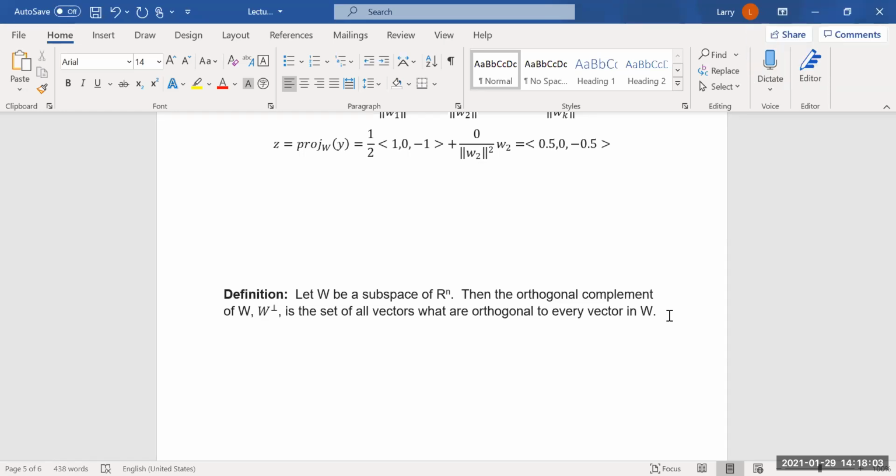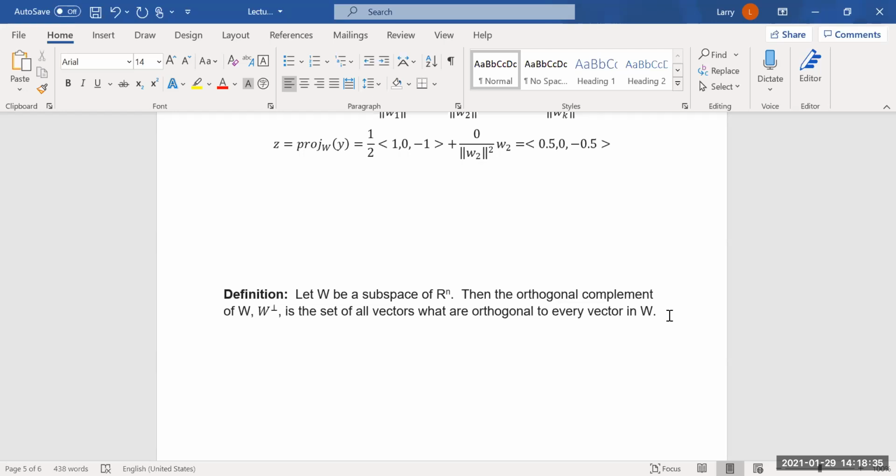What was the question? So we're in R3, and W is a line going through the origin. Right, that's a subspace. What do you think W perp will be? The XY plane? It may not be the XY plane. It could be, but it doesn't have to be. A vertical line? Actually, it won't be a line, but good try.